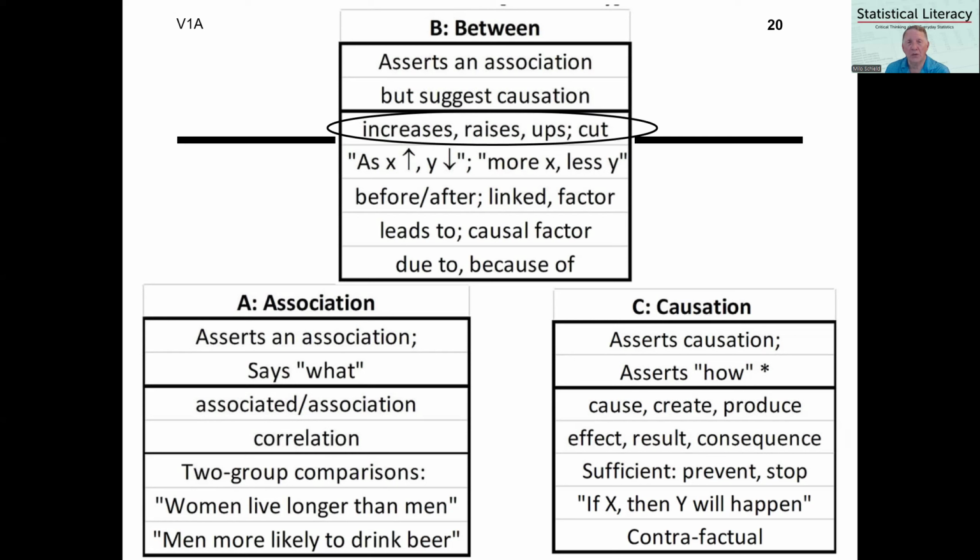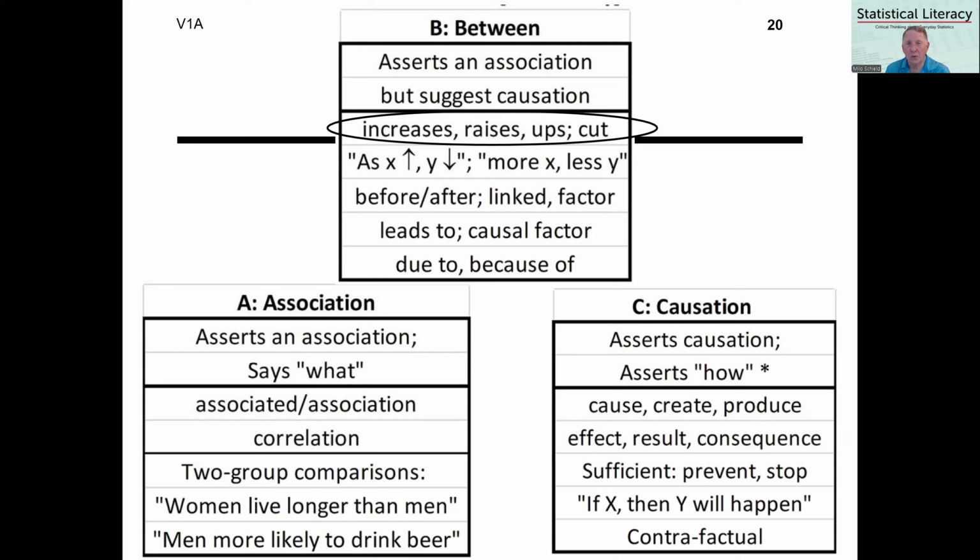Action verbs, increases, raises, ups, cuts. Look at the covariation that we often say as statisticians. As X increases, Y decreases. We know that's just a statement of association. Mathematics doesn't talk about causation. There's no operator for causation in math. So when I say as weight increases, height increases, I'm not saying you can expect to grow taller if you eat more pizza. No, that's association. But it suggests causation. Words like linked, leads to, due to, because of.